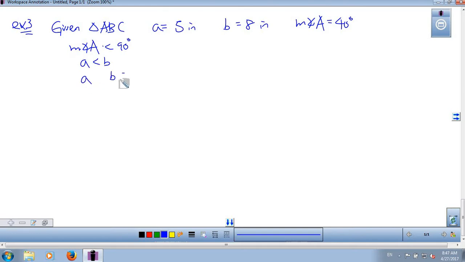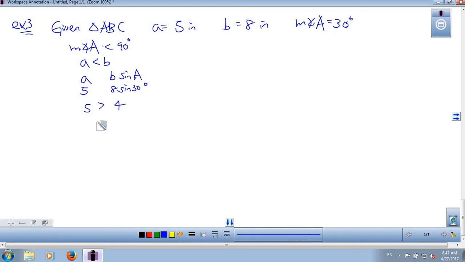Now we need to compare a to b sine A, which is the height of the triangle. So a is 5, and b sine A is b sine 40 degrees. So sine of 40 degrees times 8 gives us 5.14. So 5 is less than that. I guess I was trying to make it a case 2. So let's change that to 30 degrees. I'm sorry. Then this will be 4, because sine of 30 degrees is 1/2.